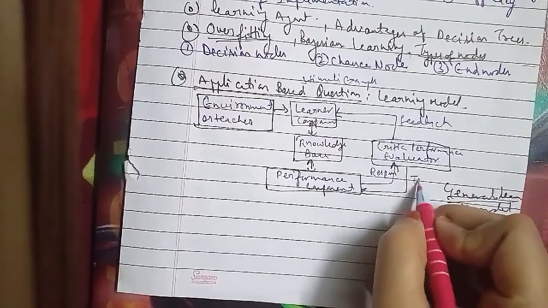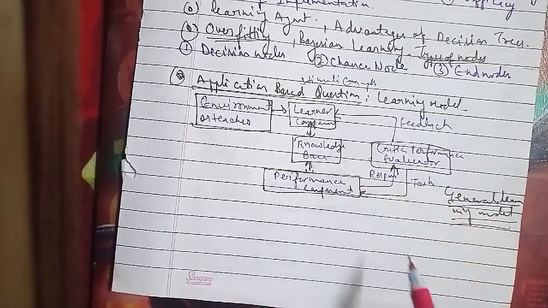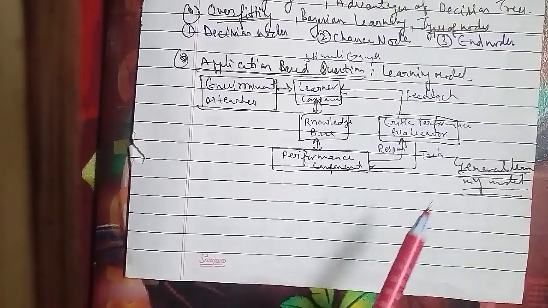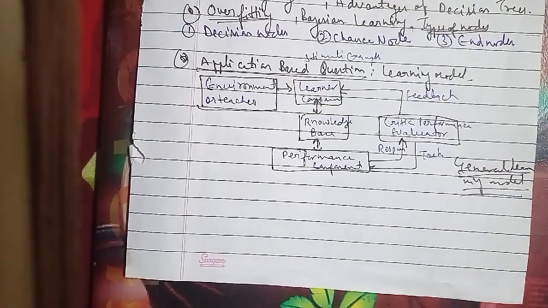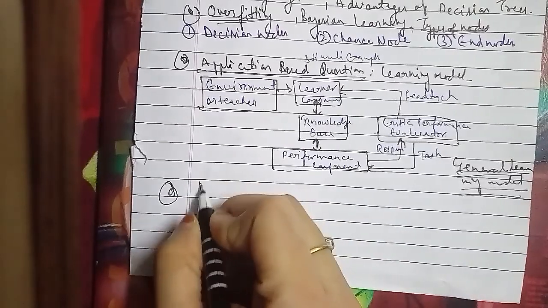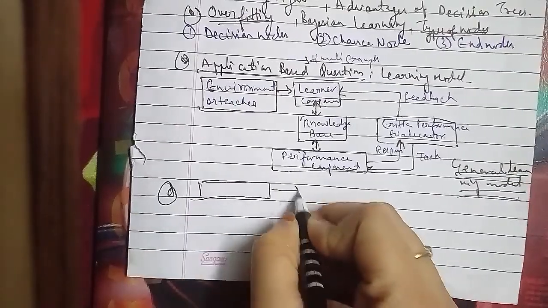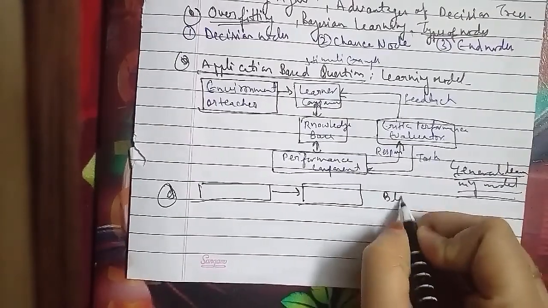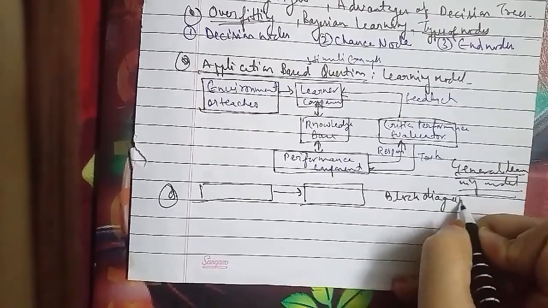Now we'll go ahead with another one, and that is to represent diagrammatically the block diagram of unsupervised learning. So let's go ahead with that as well. This is your environment, which goes to the learning system. This is your block diagram of unsupervised learning.